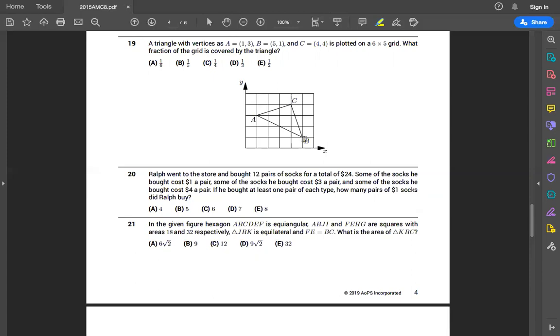Well, there are 30 squares on this grid, so we know that the denominator of our fraction will be 30. And now we'll look at this smaller rectangle, which contains the entire triangle inside. So the area of this rectangle itself is 12, 3 times 4, and we want to subtract the triangles along the outside.